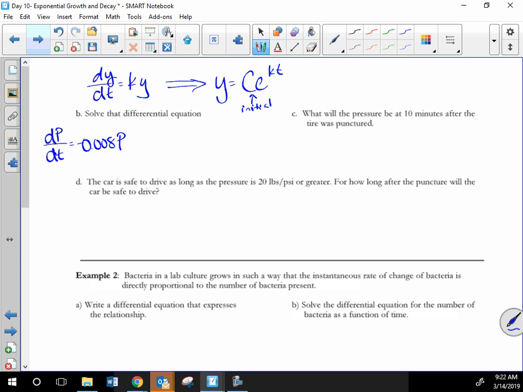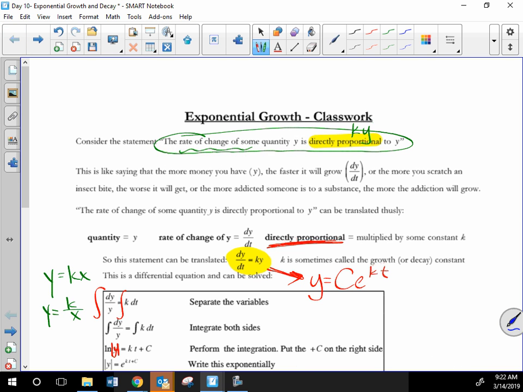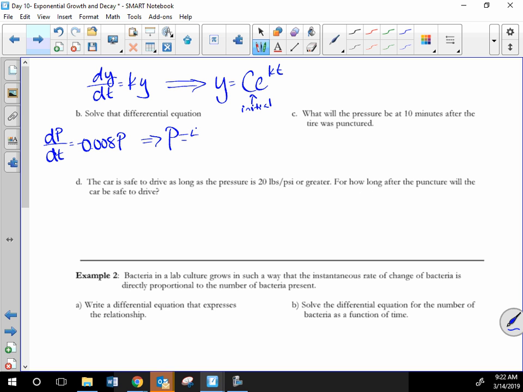All right, so solving our differential equation. Let's see, for us, our variable is P. What was our initial condition? How much air was there initially in the tire? 45. 45, thank you. And then we have e. What was my k value we just found? Negative 0.008. Negative 0.008 t.